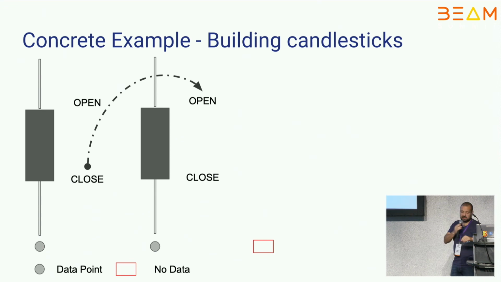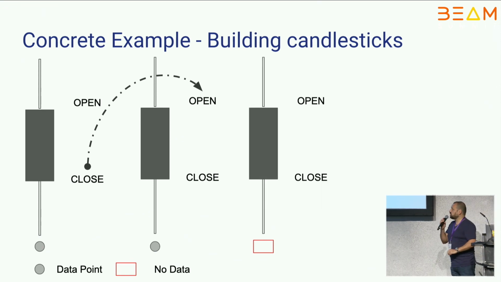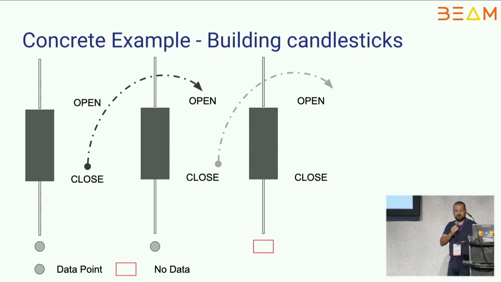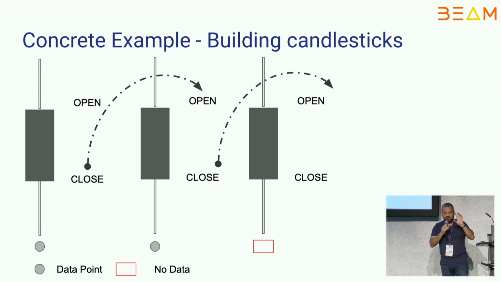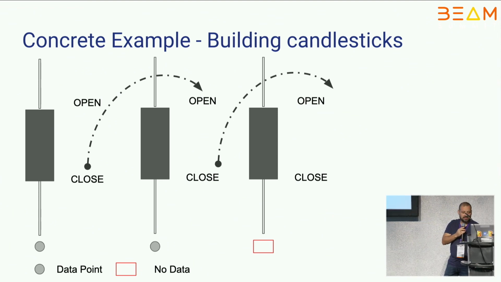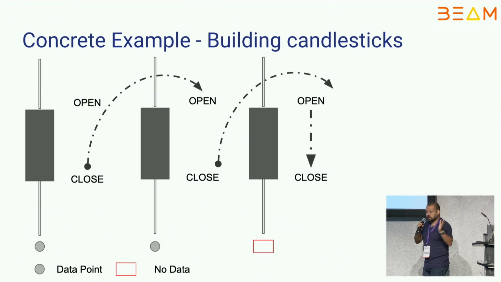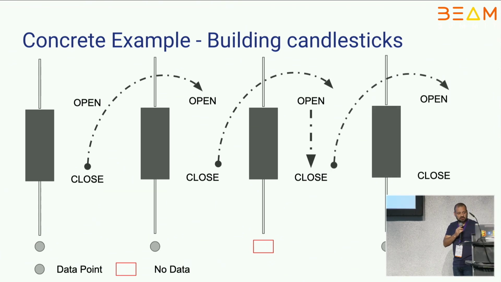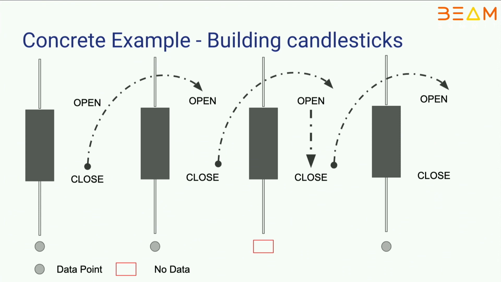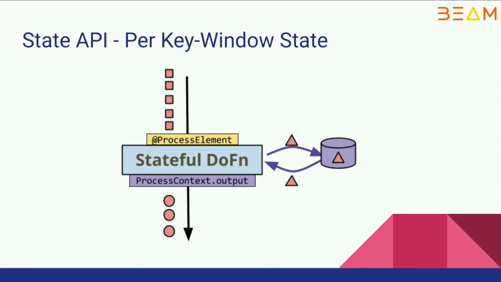There's no data for the next one. We never saw any values coming from the outside world. How do we build that one? Well, we can, again, hold and propagate. So we've got the close value now becoming the open value of this new interval window. There's no data, so actually the open is also the close, right? Because the value is what's been propagated. And we continue. So this is the use case.